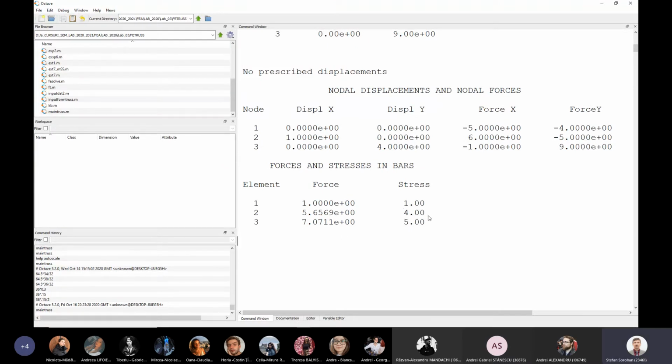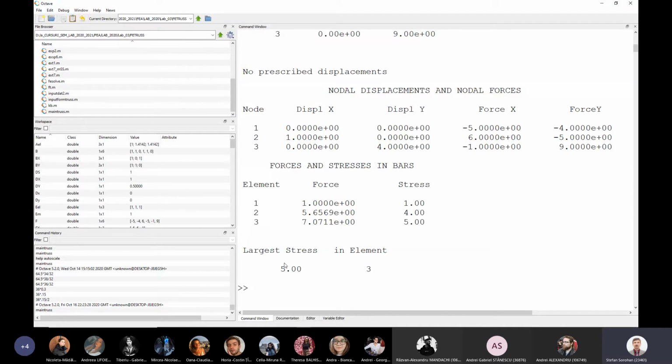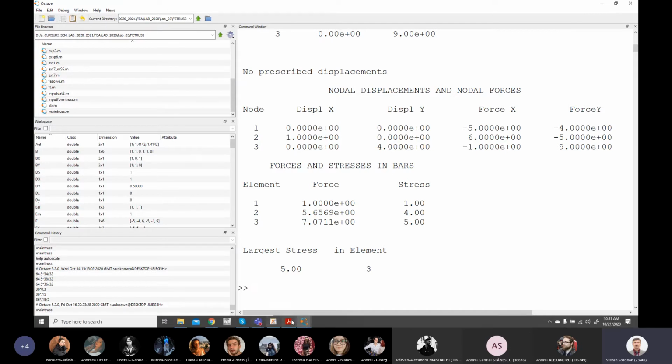As I told you, this was 4. It is 4 also here. And more, once you enter, you have general information. The maximum or largest stress is 5 here from this vector, and it is in element number 3. So you will obtain all the information, but the input data file must be correct. If not, you will have wrong results.